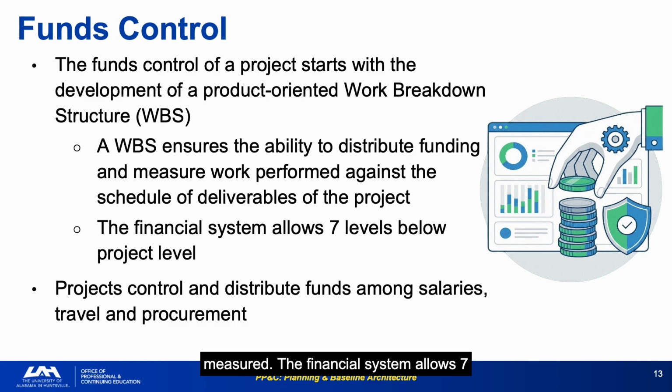The financial system allows 7 levels below project level, and projects control and distribute funds among salaries, travel, and procurement. These structural features define how granular control over funds can be and which categories of spending are separately tracked. Bill's pedagogical example is illuminating. A dollar broken into quarters, dimes, nickels, and pennies still totals a dollar. Funds control works the same way. Any amount can be divided into progressively smaller, manageable elements that sum back to the total.